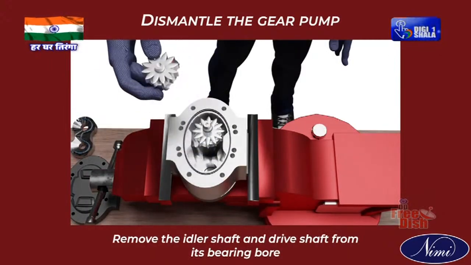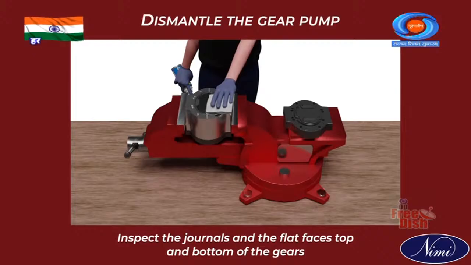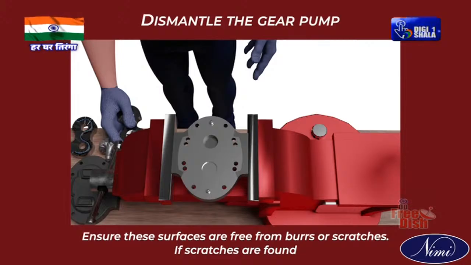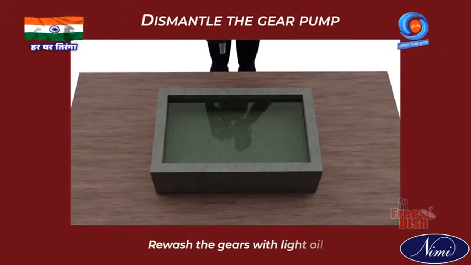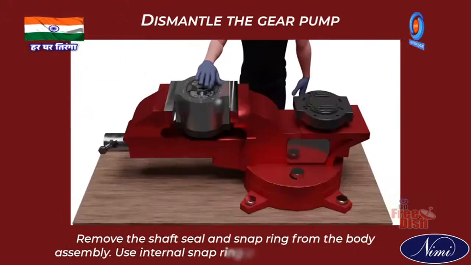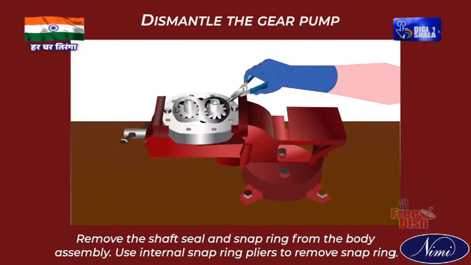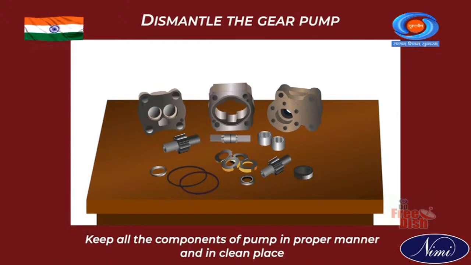Remove the idler shaft and drive shaft from their bearing bore. Inspect the journals and the flat faces, top and bottom, of the gears. Ensure these surfaces are free from burrs or scratches. If scratches are found, clean them with very fine emery cloth. Rewash the gears with light oil. Remove the wear plate from the assembly. Remove the shaft seal and snap ring from the body assembly. Use internal snap ring pliers to remove the snap ring. Keep all the components of the pump in a proper manner and in a clean place.